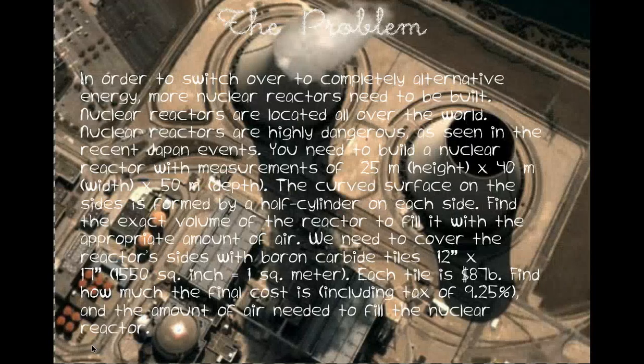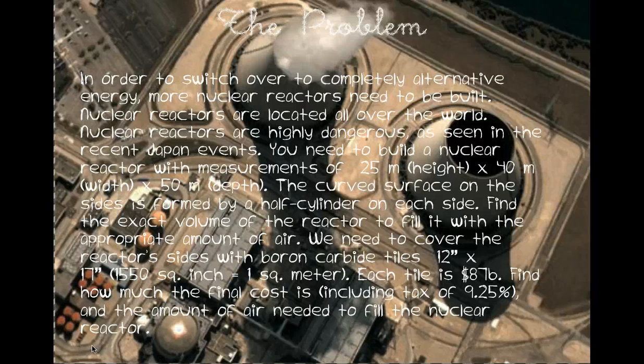The problem is that in order to switch over to completely alternative energy, more nuclear reactors need to be built. Nuclear reactors are located all over the world. You need to build a nuclear reactor with measurements of 25 meters height, 40 meters width, and 50 meters depth. The curved surface on the sides is formed by a half cylinder on each side. Find the exact volume of the reactor to fill it with the appropriate amount of air, and we need to cover the reactor sides with boron carbide tiles, which measure 12 inches by 17 inches.